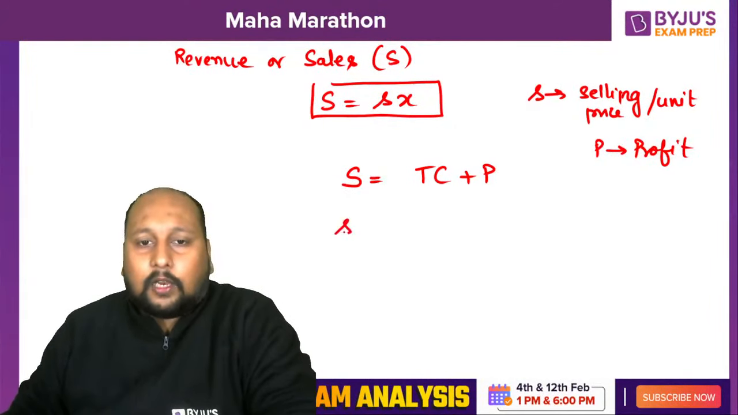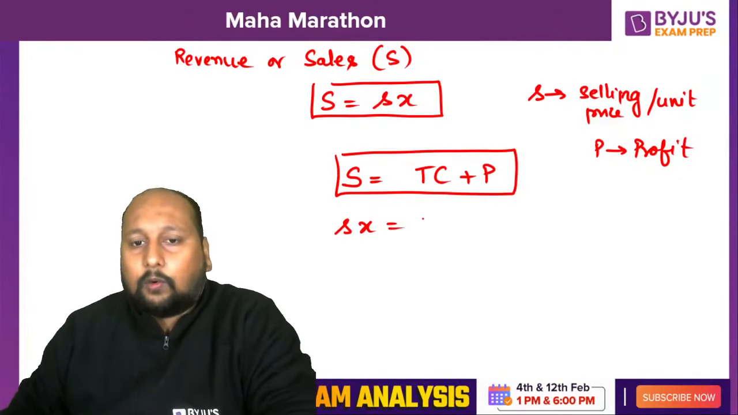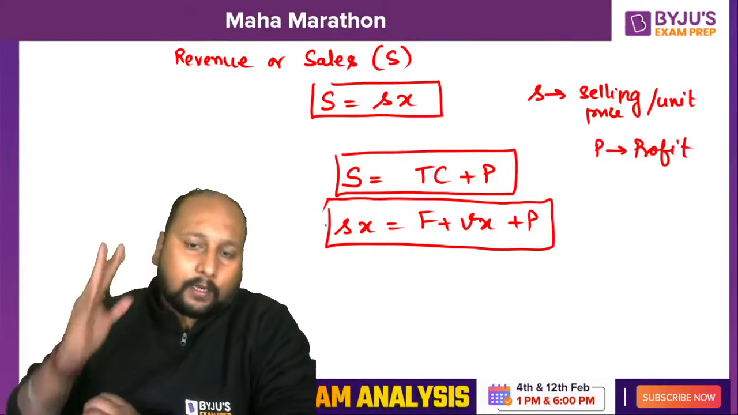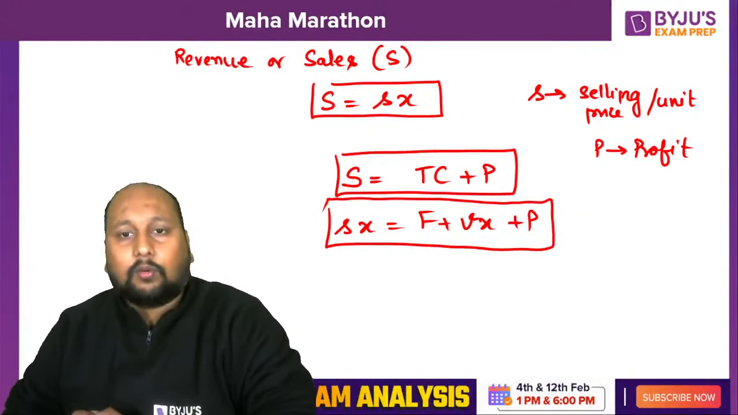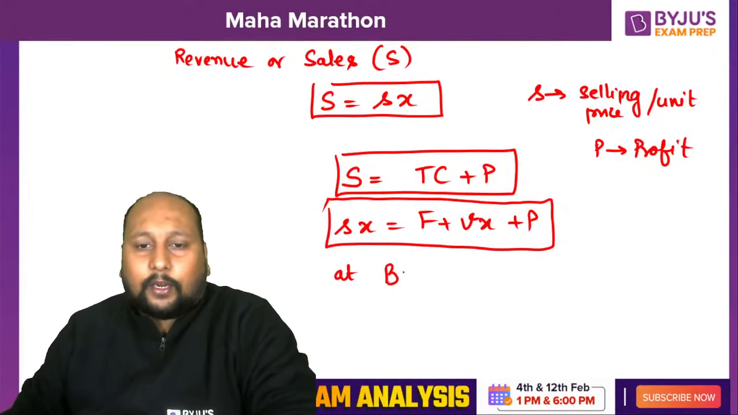So we can say small s into x is equal to F plus small v into x plus P. This formulation we can use in any question, from any perspective, at any point of time. There is no limitation. But if I say at the break-even point, and what is the break-even point?